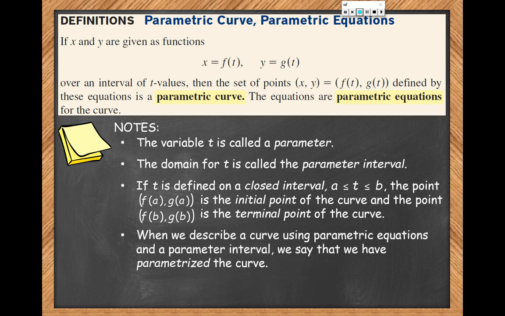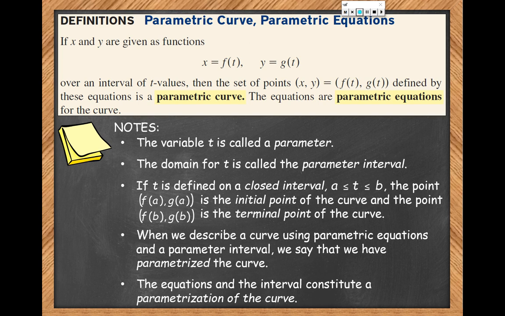When we describe a curve using parametric equations and a parameter interval, we say that we have parametrized the curve. That's a question on the test. You don't know how to do it yet, but I'll say parameterize these curves. And what I mean is come up with the equation and come up with the interval. You're like, I don't know exactly what you mean. I'm going to do a zillion examples. When I finish here, all I'm going to do is examples after this. The equations and the interval consist of a parameterization of the curve.